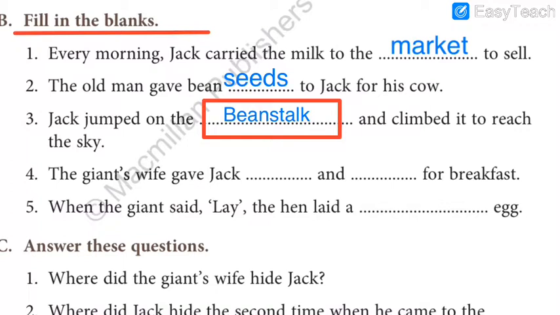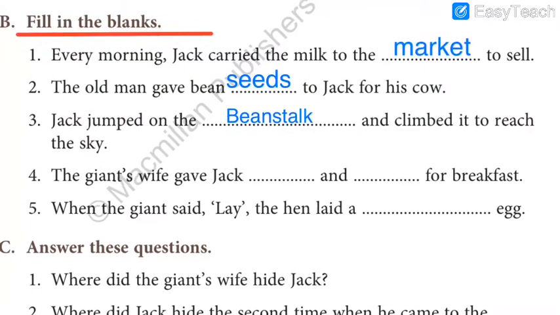Now, students, please repeat this fill in the blanks. Jack jumped on the beanstalk and climbed it to reach the sky. Answer, beanstalk. Can you see we have solved 3 fill in the blanks very easily. And I hope you have written the answer for all these 3 fill in the blanks. Now when fill in the blanks is asked in the exam, you will be able to answer it very easily. Let us solve 2 more, actually 3 more, because in FB number 4, 2 FBs are there.